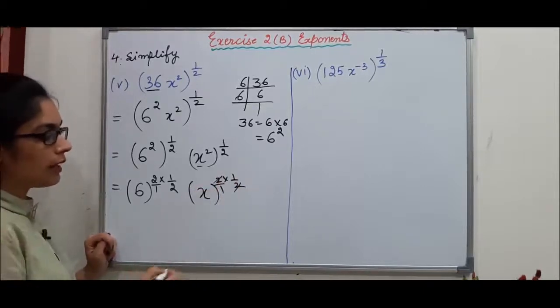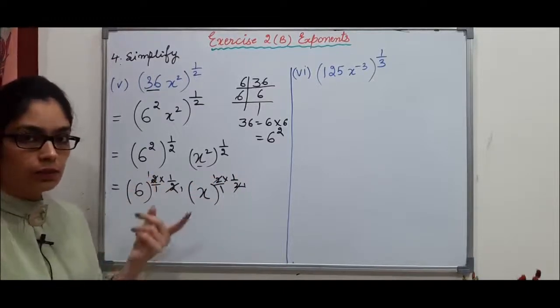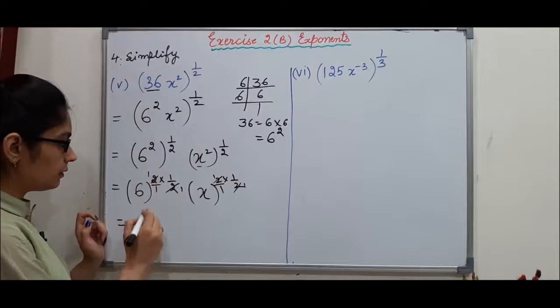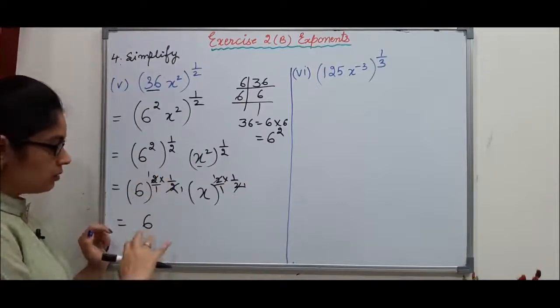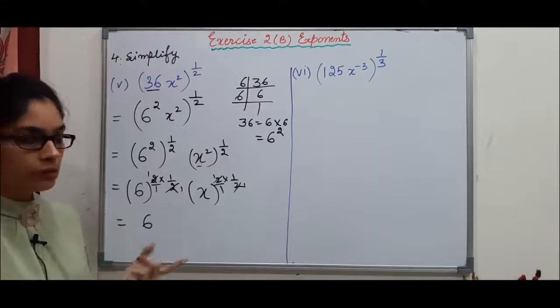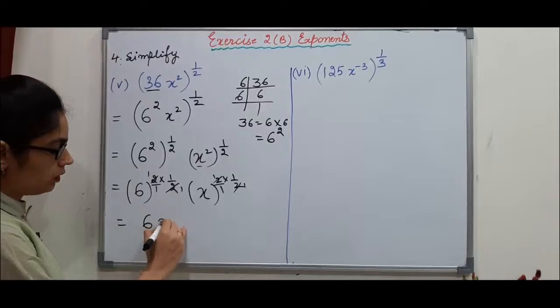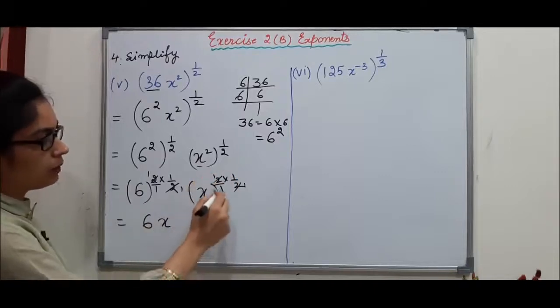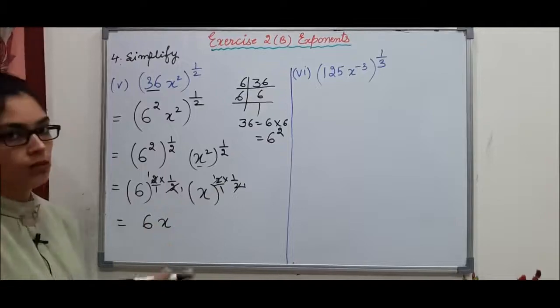2 and 2 will get cancelled, 2 into 1, 2 into 1, here also 2 into 1, 2 into 1. So both these 2s will get cancelled. So 6, 1 into 1, 1. So 6 to the power 1, that means 6 only we can write one time, no need to write 1. X to the power 1 into 1, 1 into 1, again 1. So 6x is the answer of this.